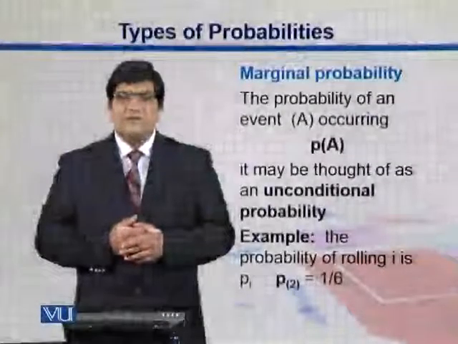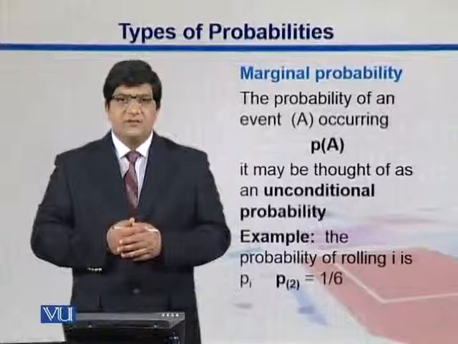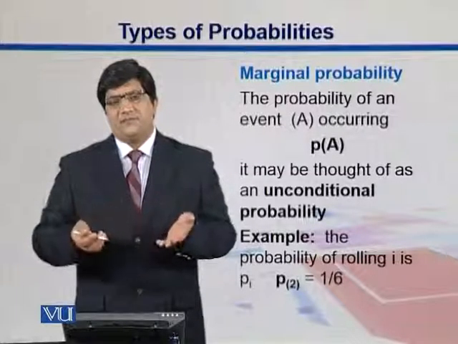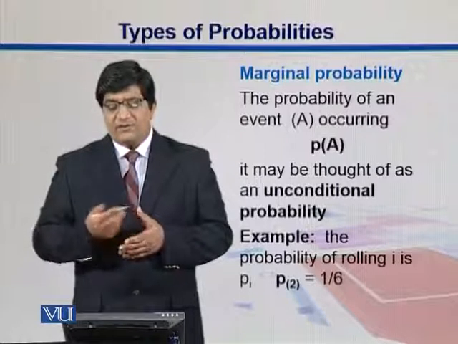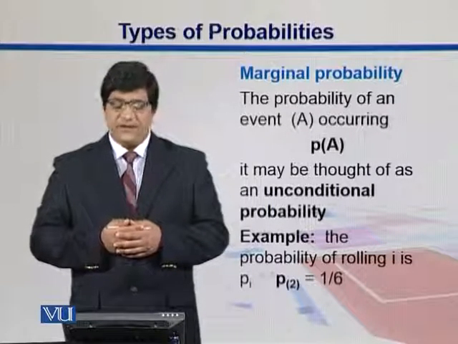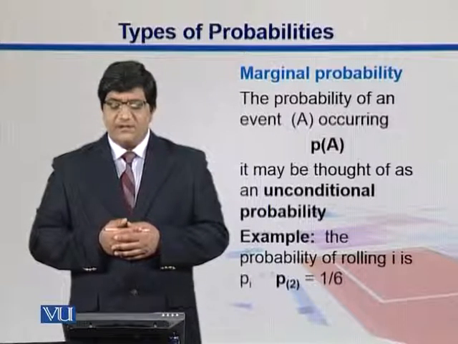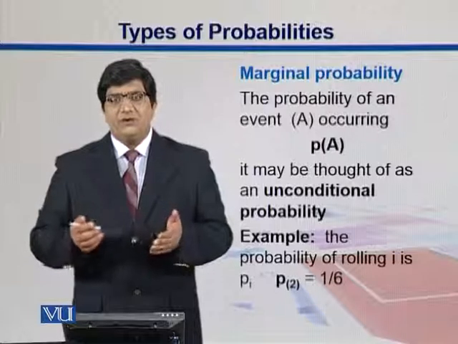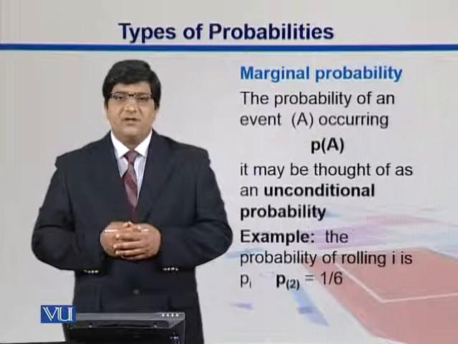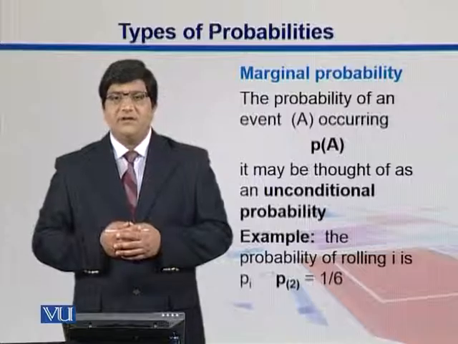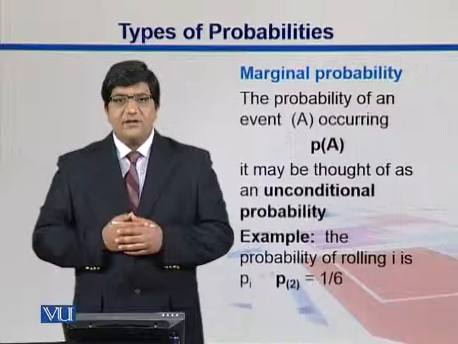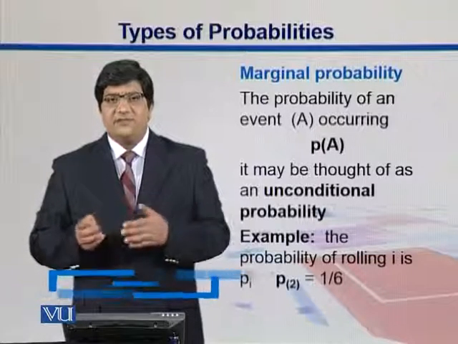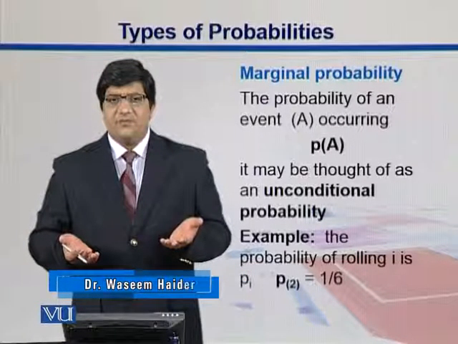Let's take some types of probabilities which we will obviously use in our gene finding kind of problems. One amongst them is the marginal probability. Marginal probability is the probability of an event occurring. So it's the individual probability of something. For example, if you want to know the probability of event A, its marginal probability is P of A. It may be thought of as an unconditional probability. So it is not linked with anything else. It's just the probability of seeing that event.